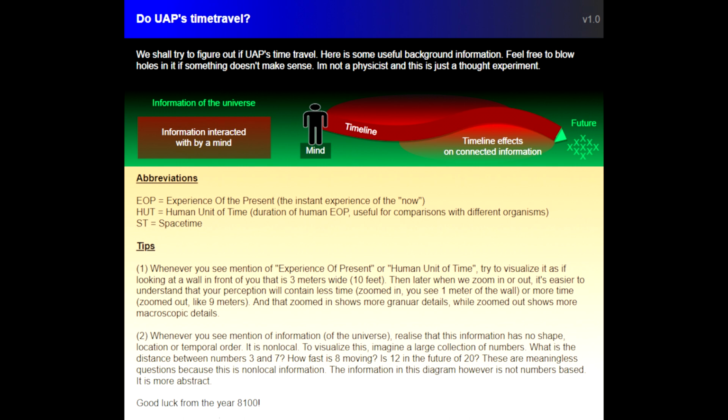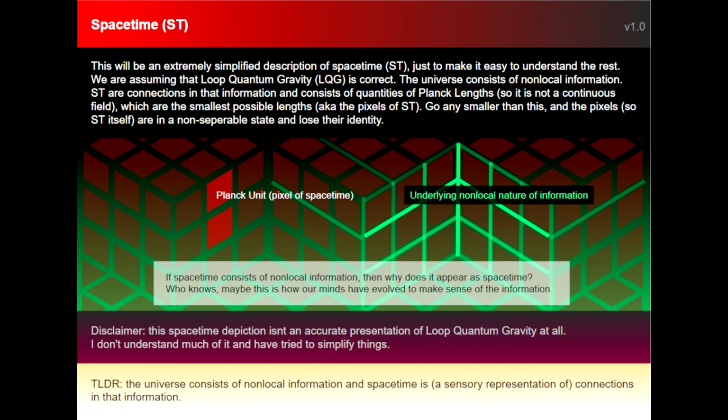The information in this diagram, however, is not numbers based. It is more abstract. Space-time, ST. This will be an extremely simplified description of space-time, ST, just to make it easy to understand the rest. We are assuming that loop quantum gravity, LQG, is correct.